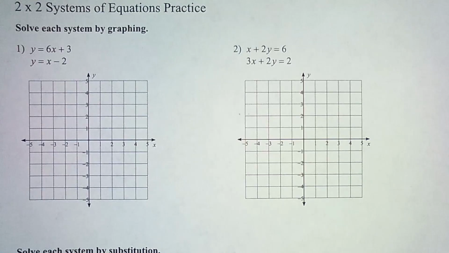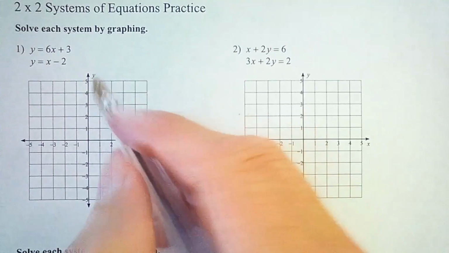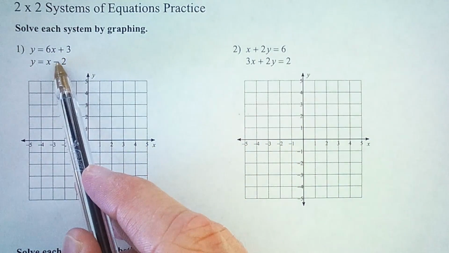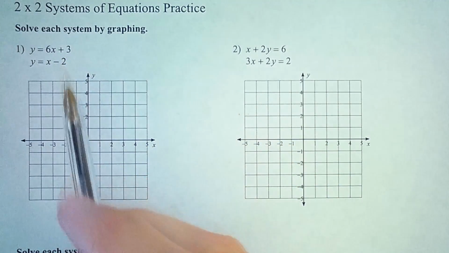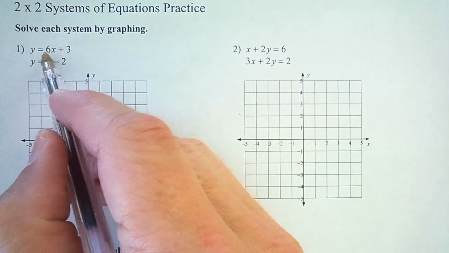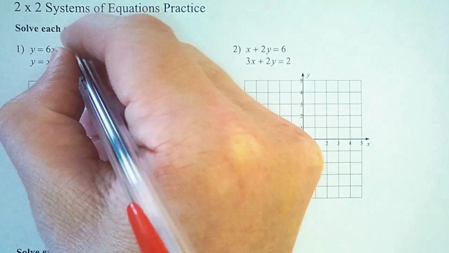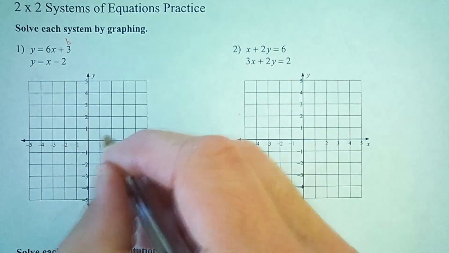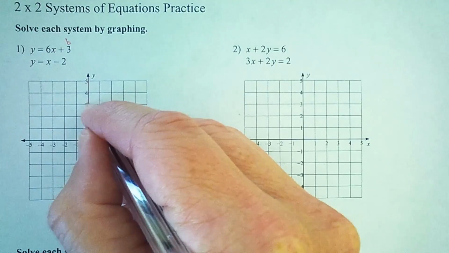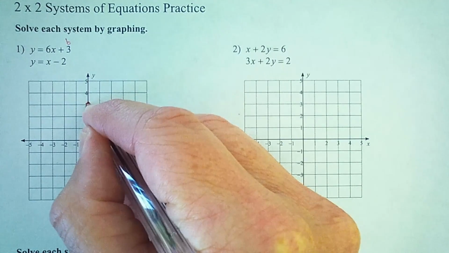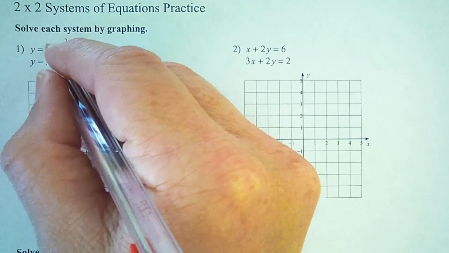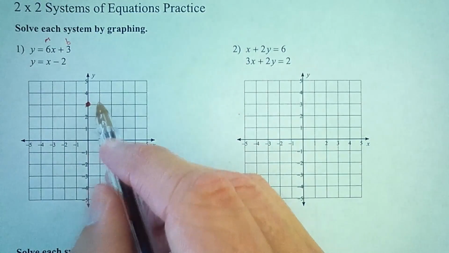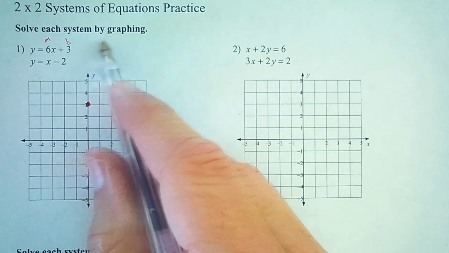Hey everybody, in this video we are going to practice solving systems of equations by graphing. So I've got two lines here and what I'm looking for is their point of intersection. My first line has a y-intercept, or b, of 3, so it's going to be right here where y is 3. It's got a slope, m, of 6, which means we're going to go up 6 and right 1.